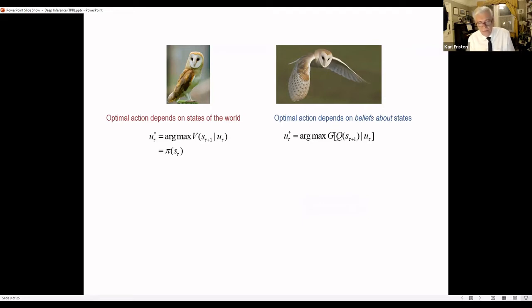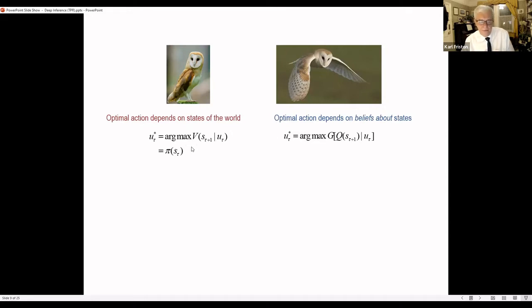One is going to rest upon the notion of a value function of states in the world, and the other one about beliefs about those states. And I'm going to compare and contrast the two, but later on we're going to see that one is a special case of the other. So let's just start with the notion of value function.